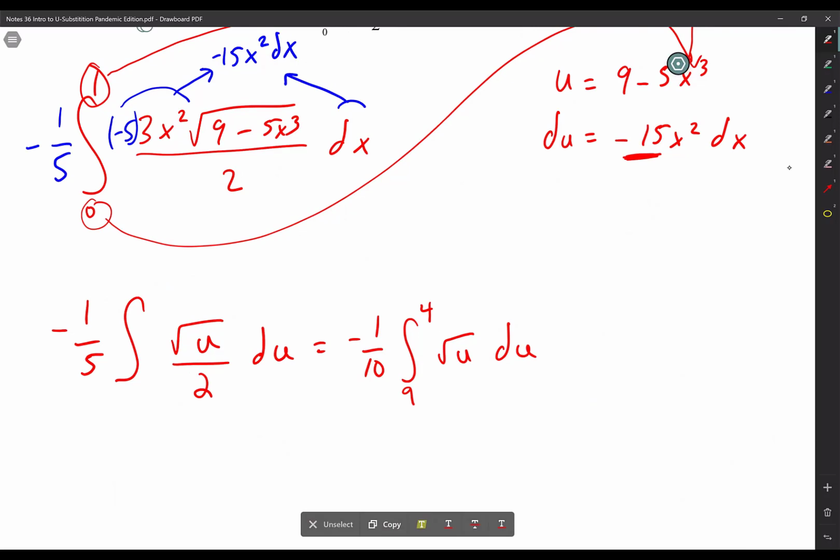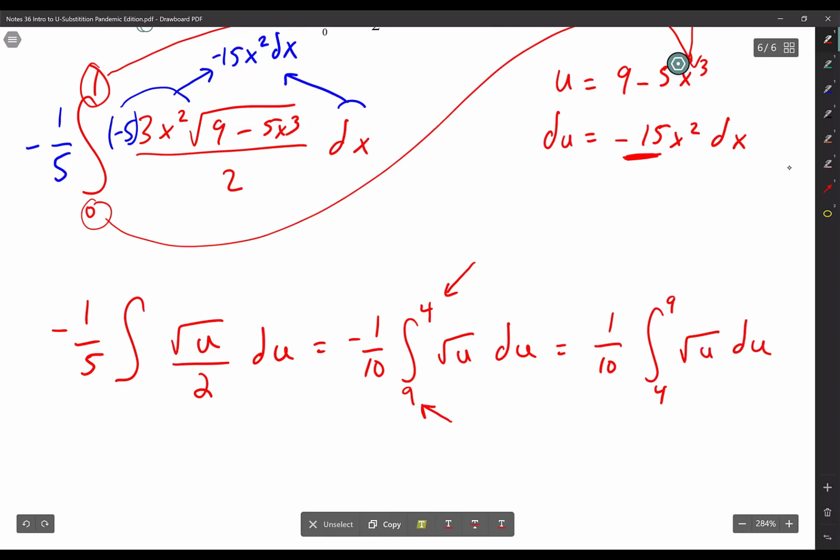You know what? I'm going to use another property. What property do you think I'm going to use? See if you can predict what I'm thinking. Godinez was able to predict it. The top is a 4, the bottom is a 9. I don't like to count backwards. I want to count normal, like normal people. So I'm going to switch those limits, and turn that negative on the outside into a positive: 1/10 integral from 4 to 9 of square root of u du.